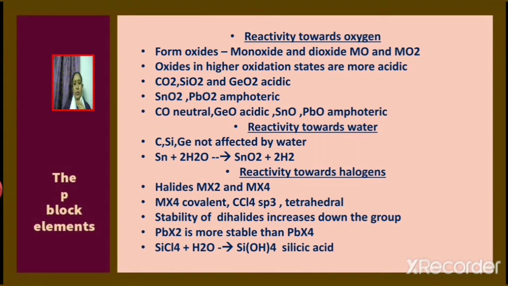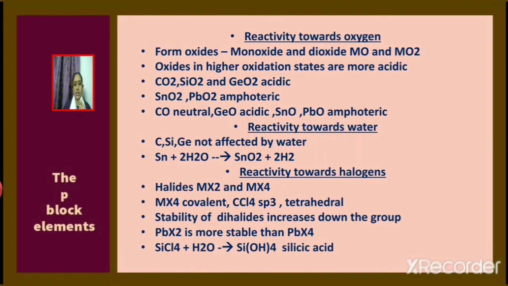SnO2 and PbO2, are amphoteric in nature. Carbon monoxide is a neutral oxide. Germanium oxide is acidic. The oxides of tin, that is SnO and PbO, are amphoteric in nature. Reactivity towards water. Carbon, silicon and germanium are not affected by water. Tin reacts with steam to give oxide of tin, SnO2, with the liberation of hydrogen gas.